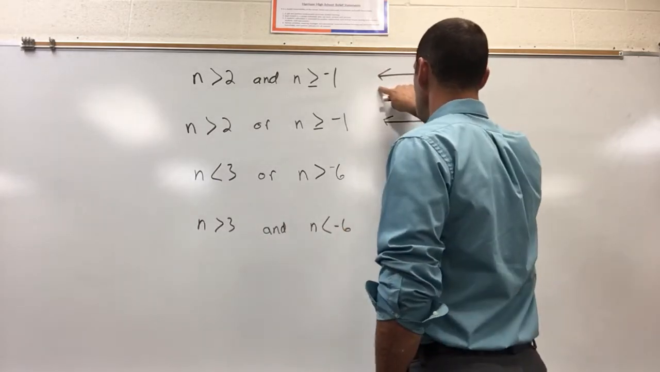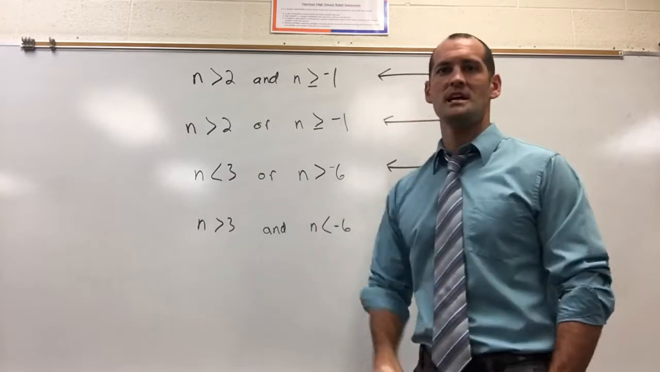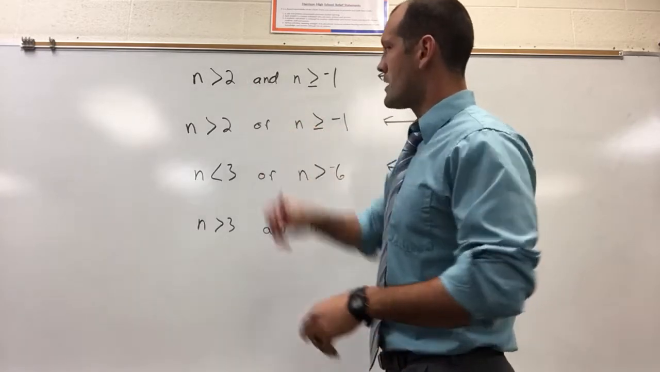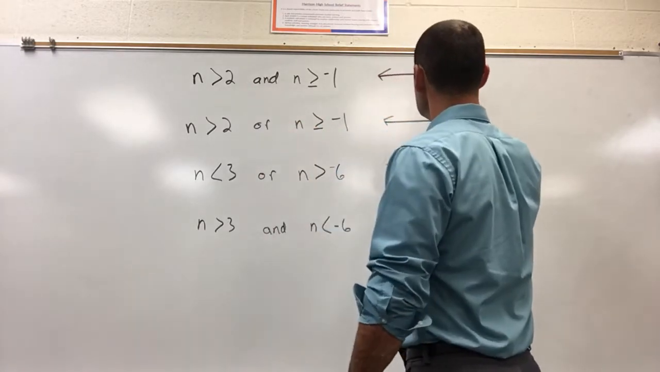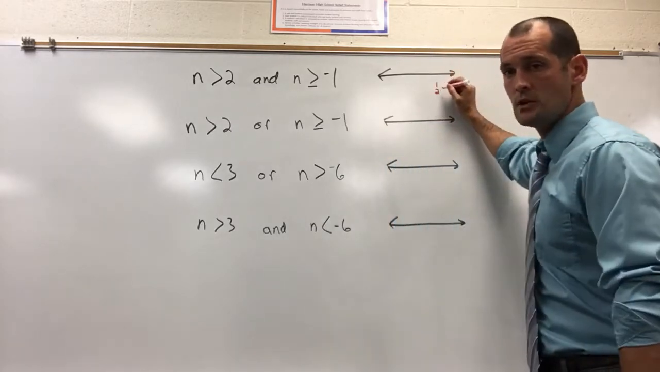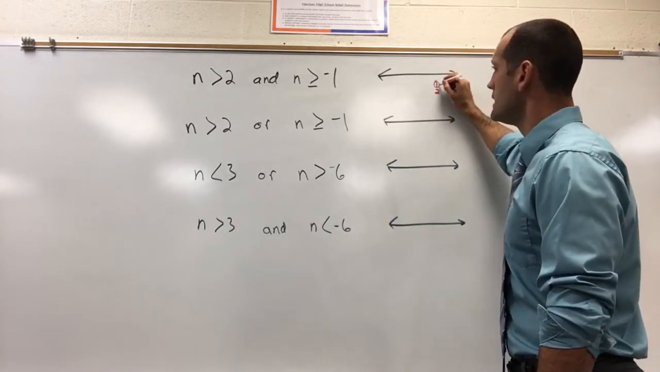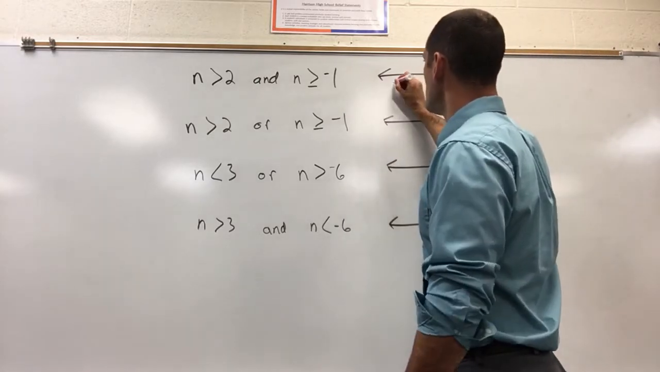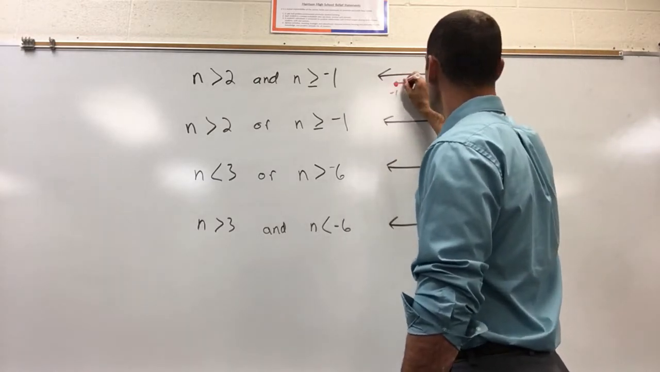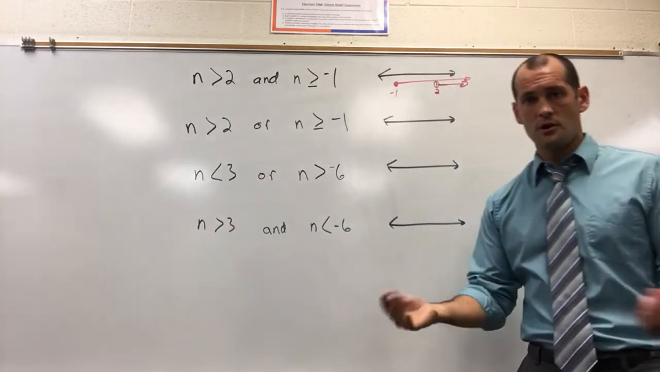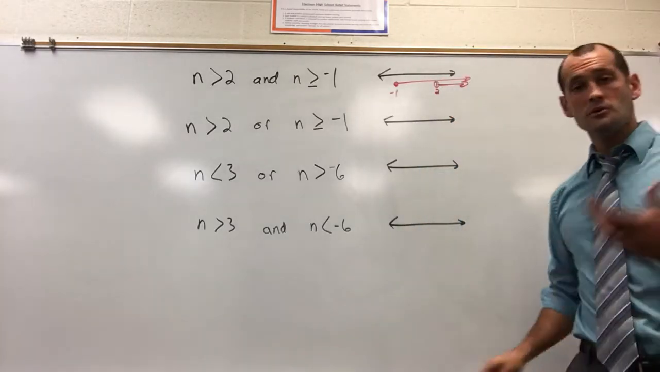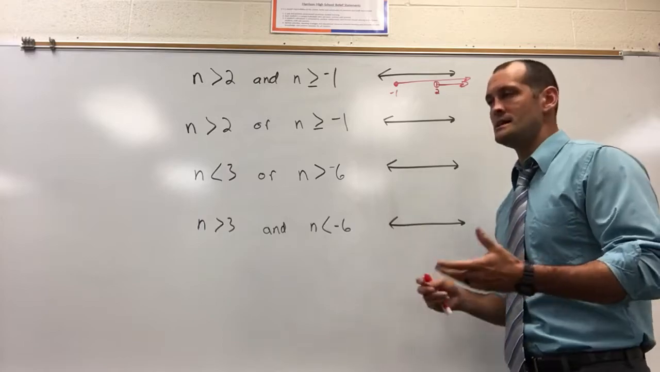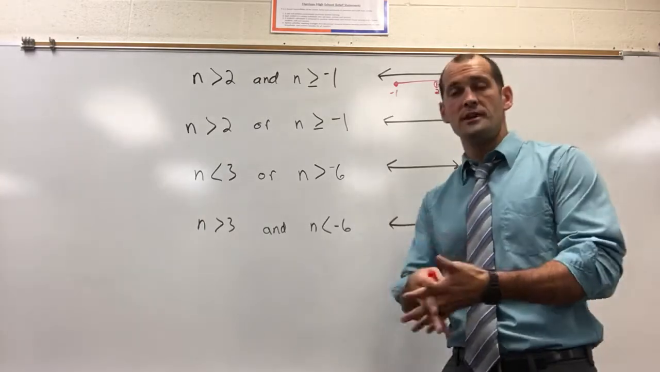So what I'm gonna do first is put my thoughts down and then we'll talk about what the actual solution is. If you were gonna graph n greater than 2, you put a 2, open circle, and it would be going to the right. And greater than or equal to -1. Do the solid circle, -1, going to the right. So those are our thoughts. Makes sense, but we're talking and. And is a binding word. It means both things have to happen.